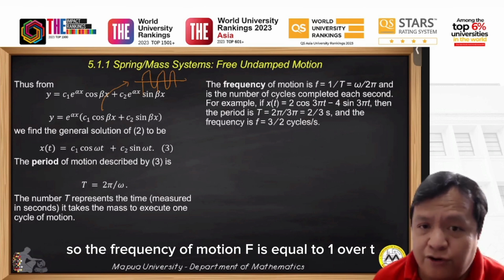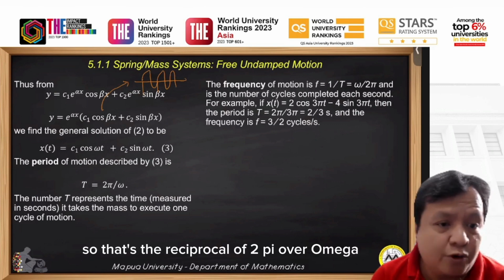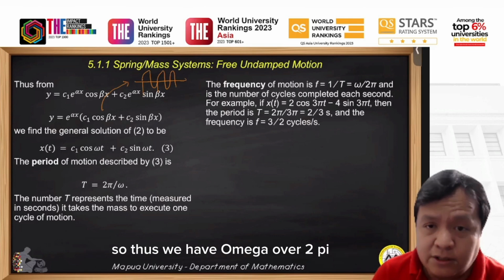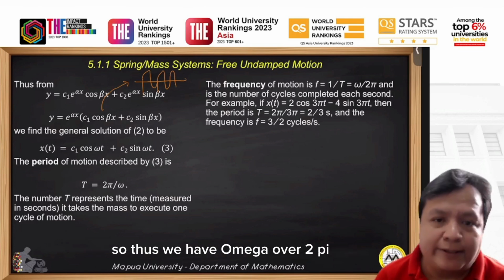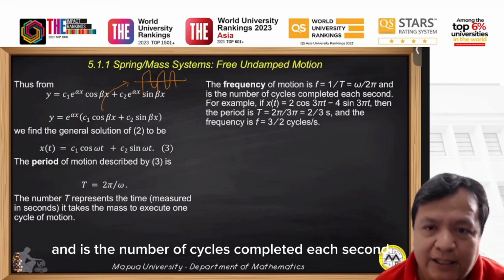So the frequency of motion f is equal to 1 over T. So that's the reciprocal of 2 pi over omega. So thus, we have omega over 2 pi, and it is the number of cycles completed each second.